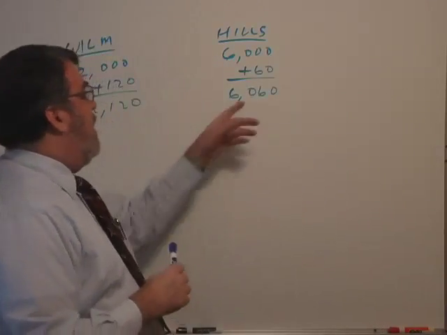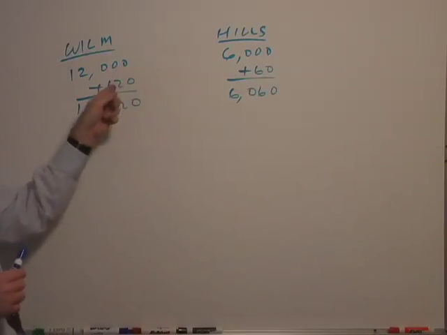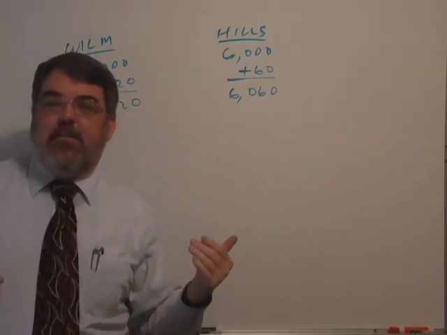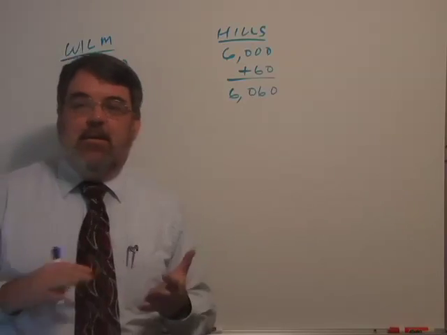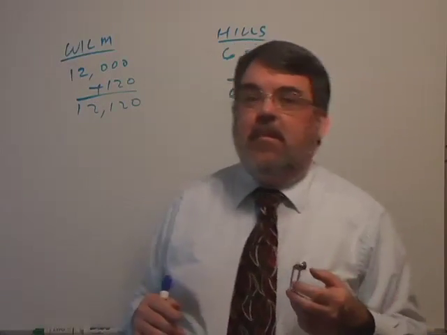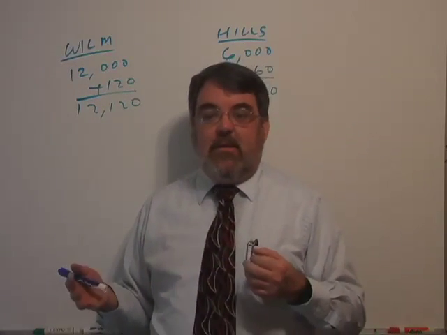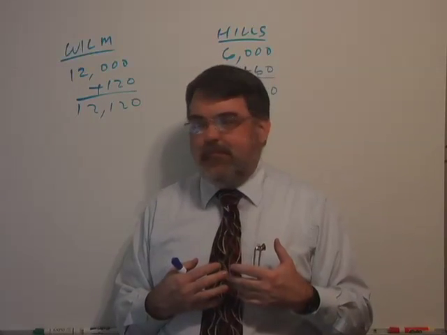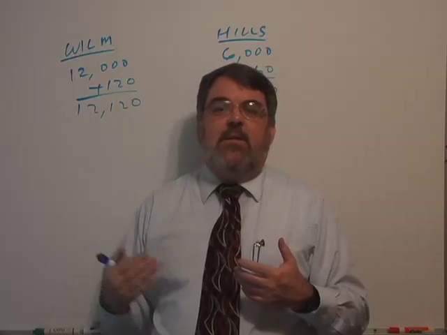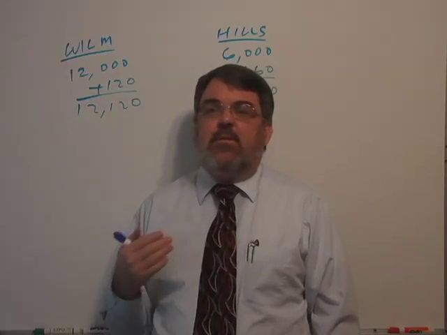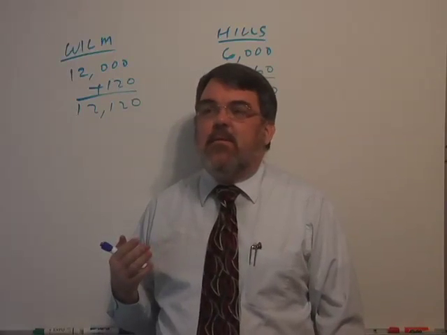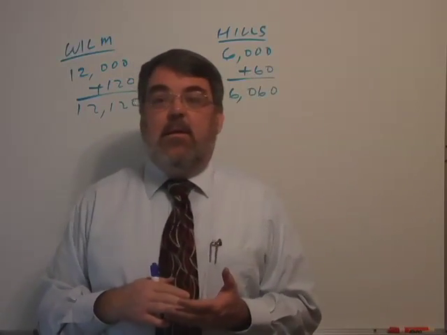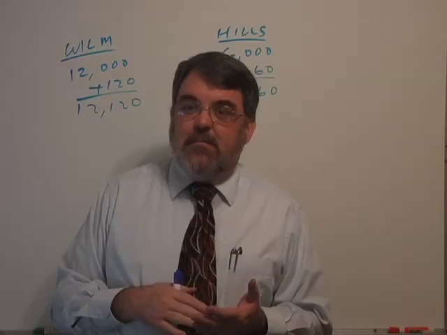So the increase over here was 60. Wilmington, which has twice the population, increased by twice as many people, 120. So you can say that the increase was twice as much for Wilmington, not on a percentage basis, but on a body count basis. With this idea, you can start to say that the rate at which it's increasing is going to depend upon how many people there are in the population.